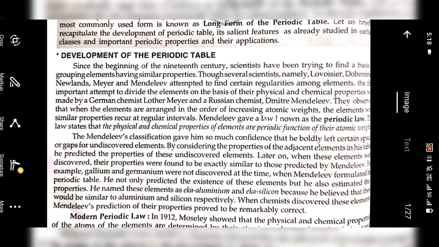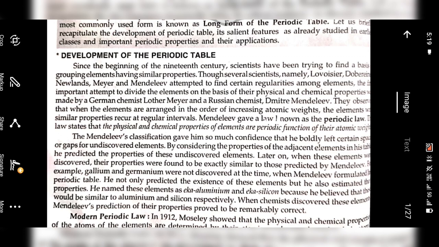Mendeleev's classification gave him so much confidence that he boldly left certain spaces or gaps for undiscovered elements. By considering the properties of the adjacent elements in his table, he predicted the properties of these undiscovered elements. Later on, when these elements were discovered, their properties were found to be exactly similar to those predicted by Mendeleev.